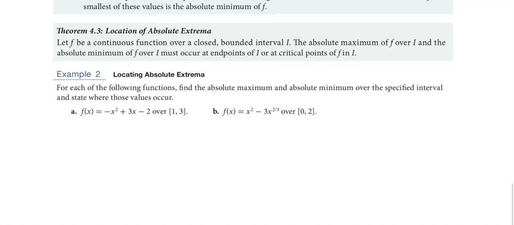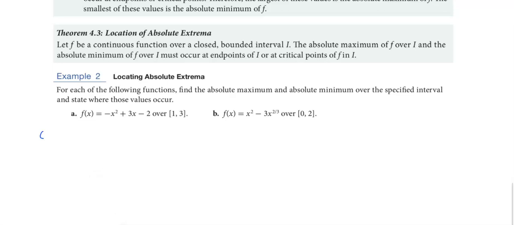So let's look at this one. We have this function, f of x equals negative x squared plus 3x minus 2. We're looking at the closed interval from 1 to 3. So this is a quadratic, but we're not looking over the entire real line. We're just looking at a piece of this. So let's find critical numbers. To find a critical number, we're going to take that derivative and set it equal to 0. So negative 2x plus 3 is our derivative. And if I set that equal to 0, x is going to be equal to 3/2.